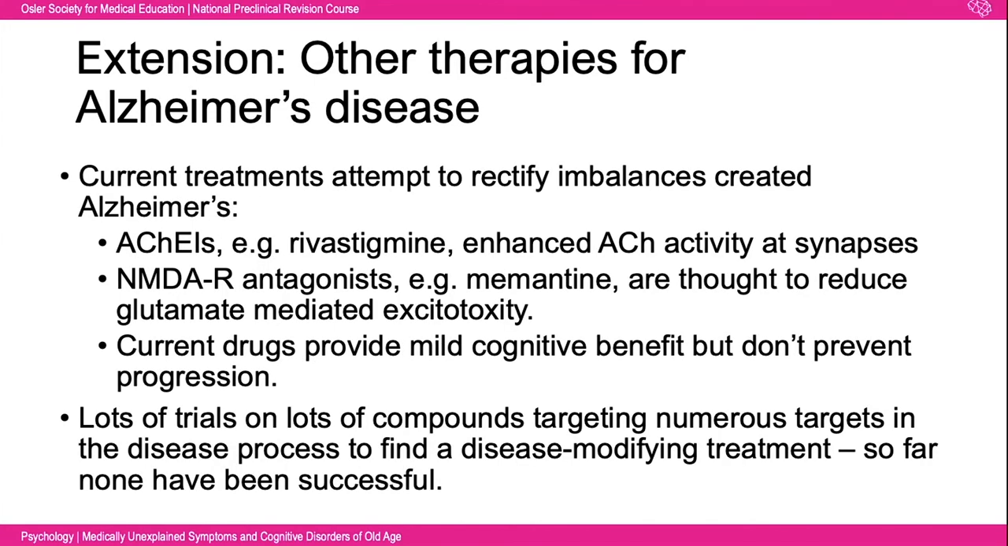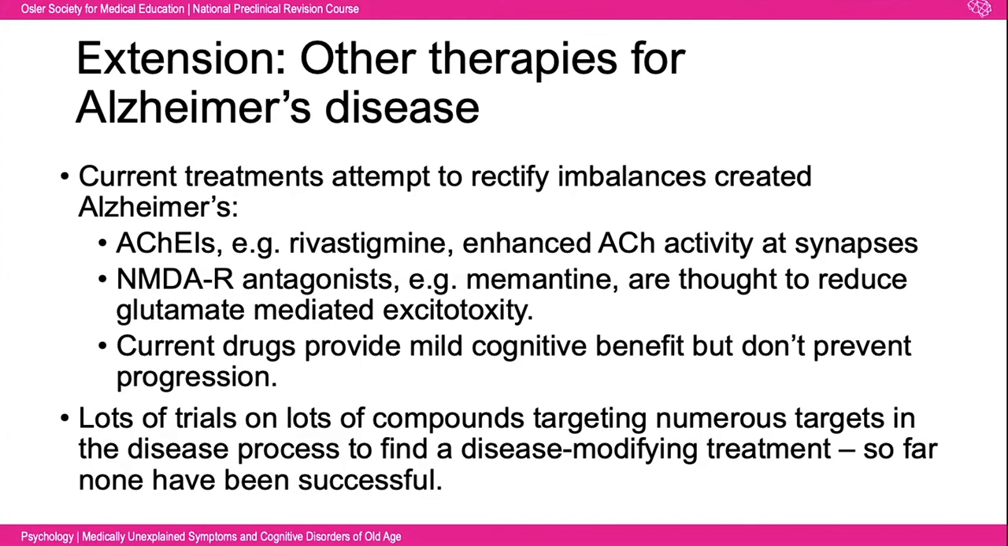So finally, other therapies for Alzheimer's disease. So current treatments are based on attempting to rectify the imbalances caused by the disease. They offer a mild cognitive benefit, but do nothing to prevent progression. One of the areas most affected is the cholinergic systems of the basal forebrain. Thus, drugs such as rivastigmine are used to enhance activity at these synapses, following the loss of cholinergic neurons.